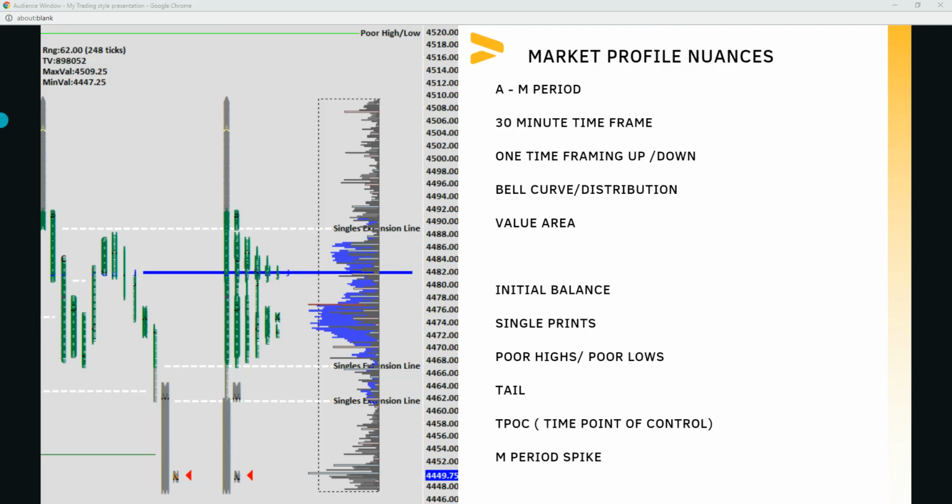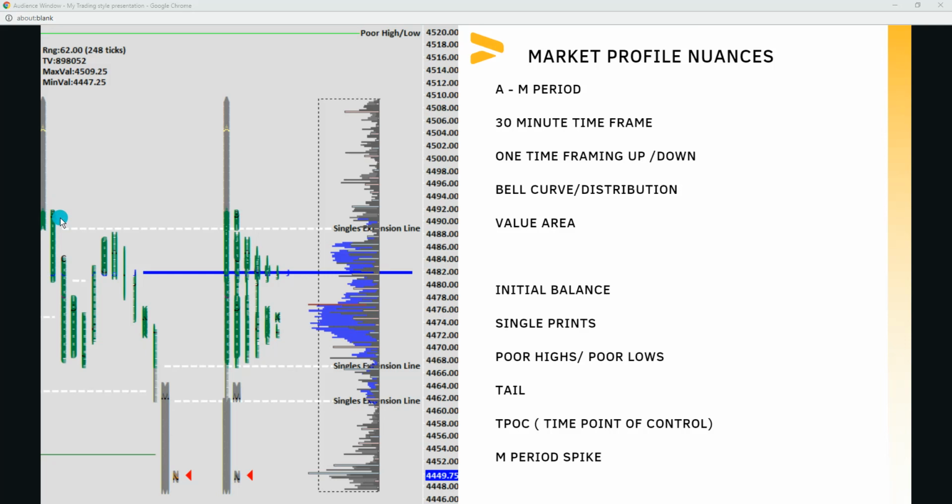Other than that, like I said, for the initial balance, first hour's high and low. So we've got A and B, and then the B low is basically initial balance low, and then the A high is the initial balance high in this scenario here. So in this scenario, we broke through A's low with a single print, which, as a profile trader, kind of validates the strength of the market.